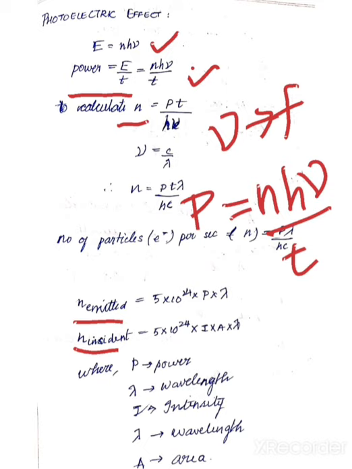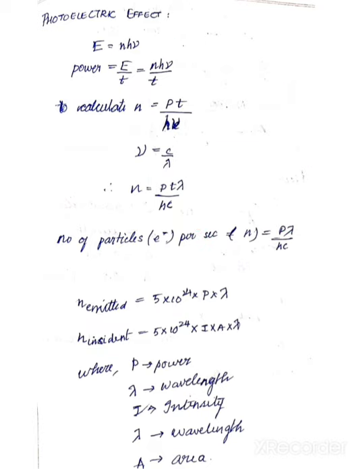To find the value of n, I am bringing t to the numerator and h nu to the denominator. So it becomes n is equal to Pt by h nu. We also know that nu is equal to c by lambda, where c is the speed of light, whose value is 3 into 10 power 8 meter per second. So the value of n becomes Pt lambda by hc.